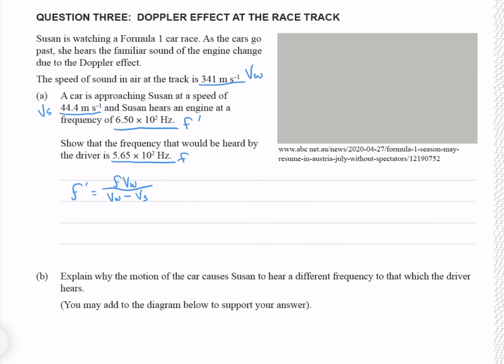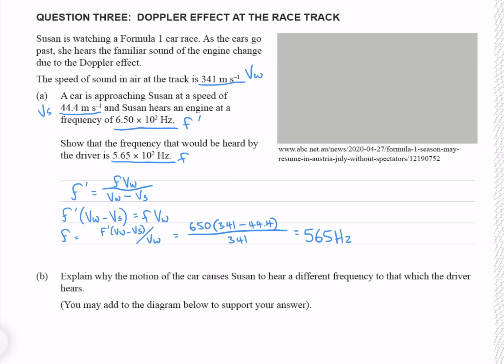So we of course need to solve this equation. The first thing I'll do is multiply both sides by the contents of the denominator, vw minus vs. And now I'll divide both sides by vw, and I'll also swap them around. Putting our numbers in gives me 565 Hz, which can also be written as 5.65 times 10 to the 2 Hz, which is precisely what we're expecting.